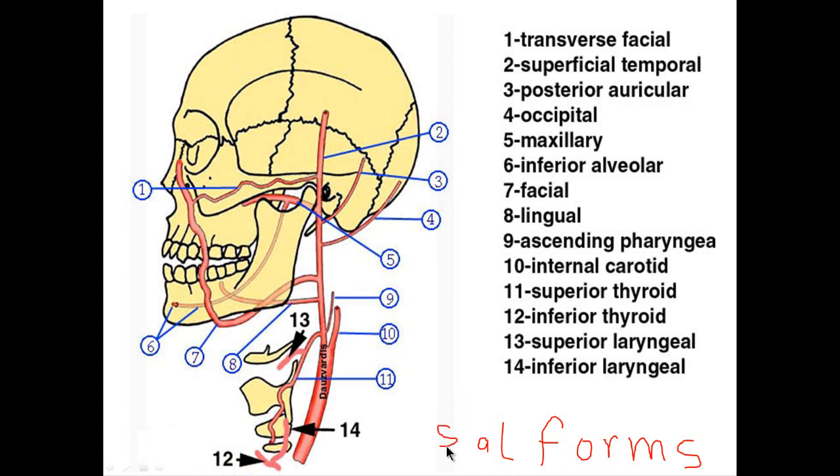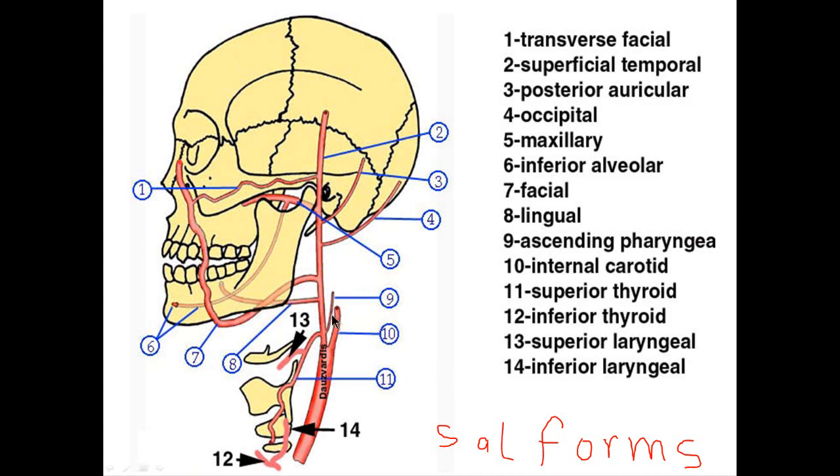We start from lower and work our way up. The S stands for superior thyroid, and here's superior thyroid right here, number 11, superior thyroid artery. The A stands for an itty-bitty little artery that comes out of the crotch of the internal and external carotid, and that is the ascending pharyngeal, number 9. The L stands for the artery that makes its way to the tongue. That would be 8 right here, the lingual.